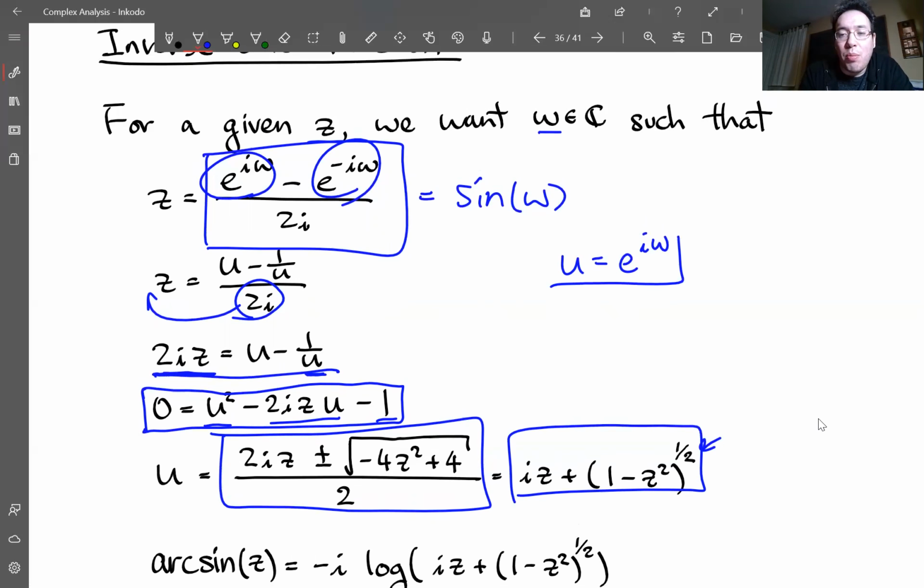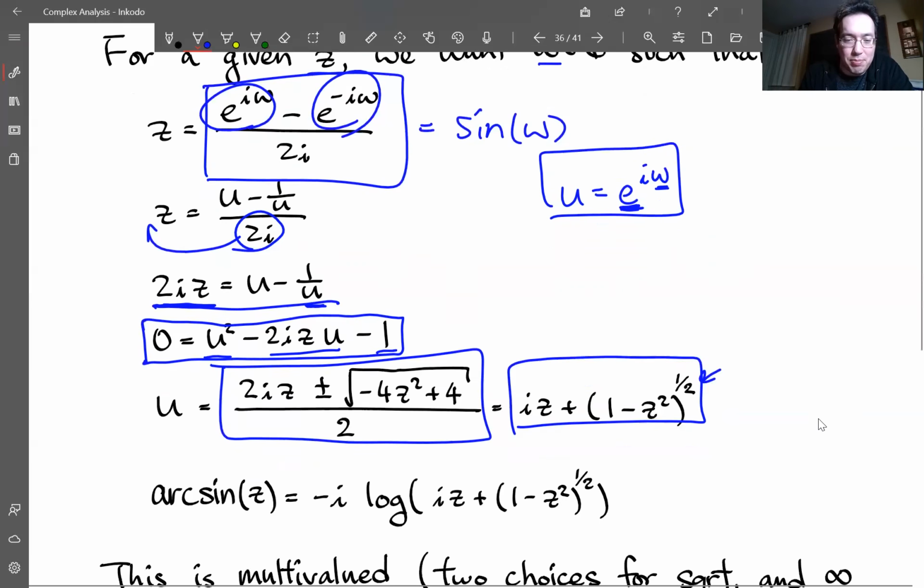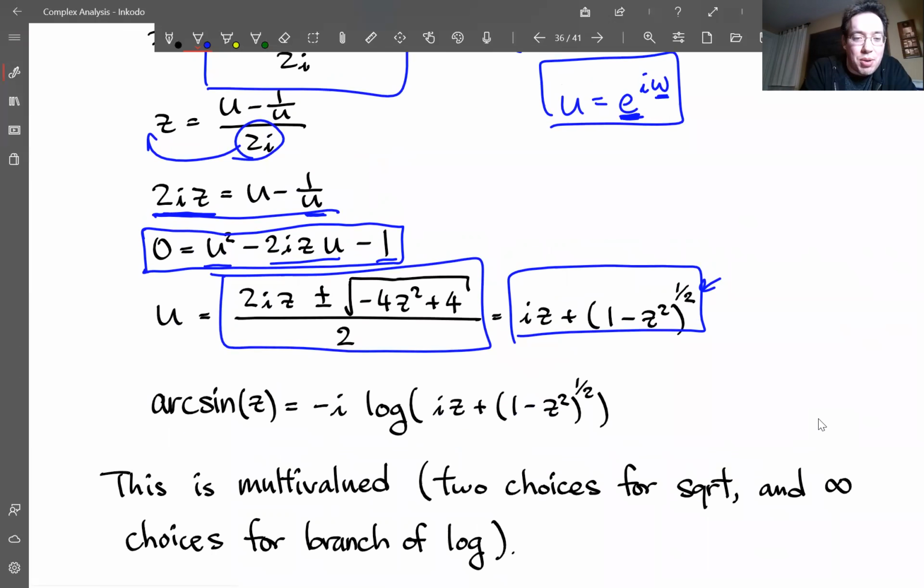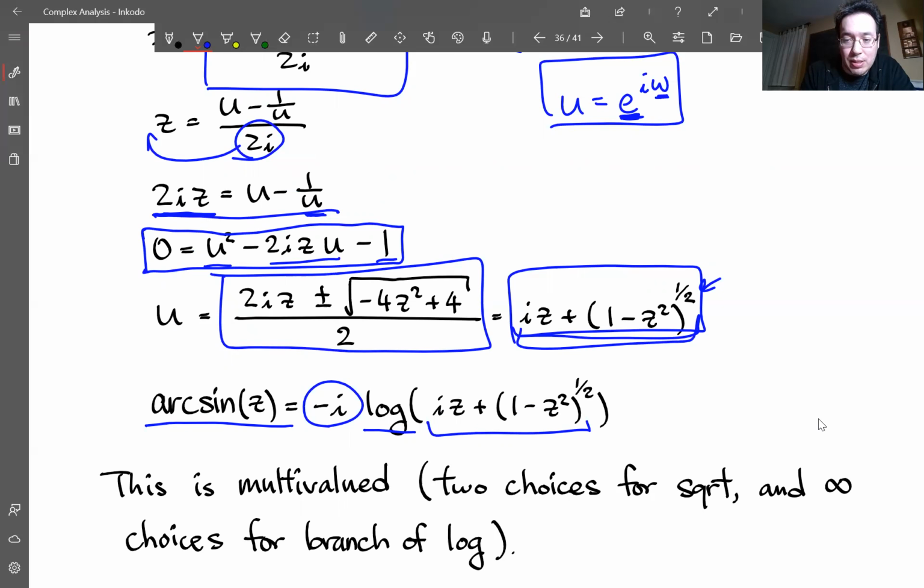Okay, u is almost what we want, but what we really want is w. So to go from u to w, we have to take the natural log to get the inverse of e, and then divide by i. So the arcsine function of z in a complex sense is going to be 1 over i, which is the same thing as negative i. So I'm going to write it as negative i times log of u, which is this bit.